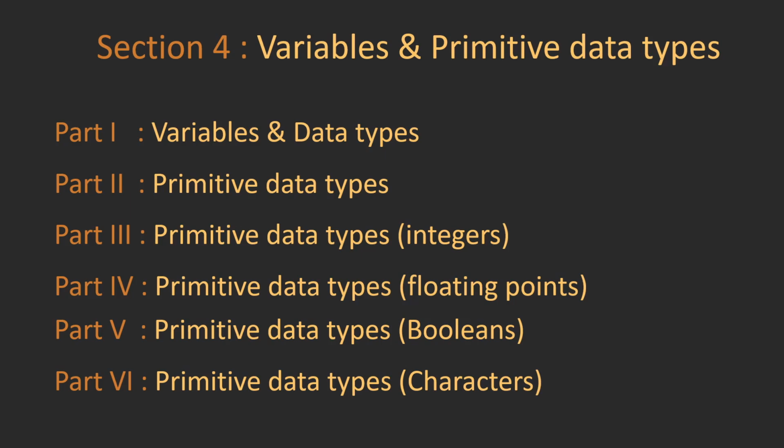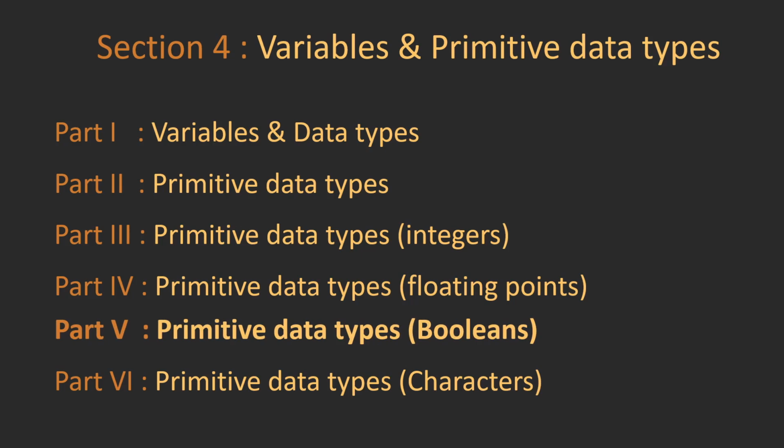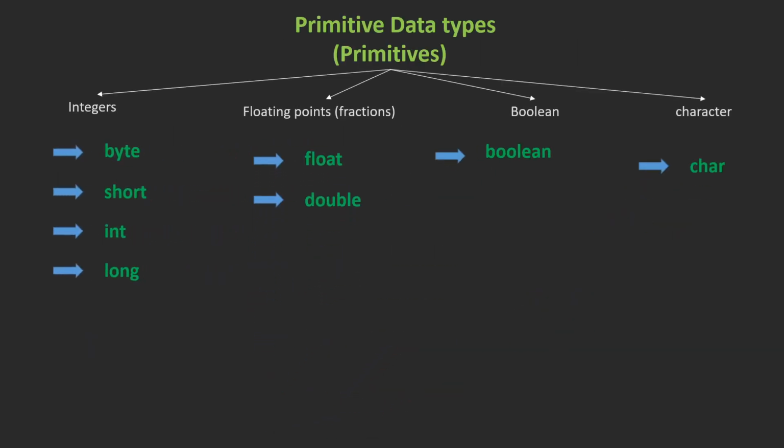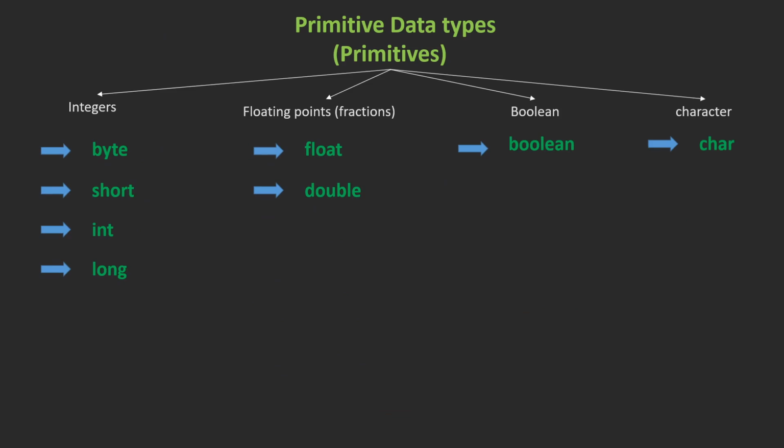Hello there, and welcome back in part 5 of this section, the primitive data types: Booleans. So far we have mentioned two categories of the primitive data types, which are integers and floating points. Now the third category is called Boolean, where the Boolean category contains only one data type, which is Boolean.